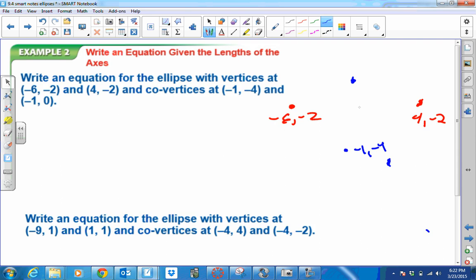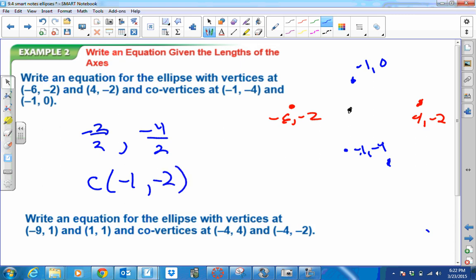Now, where is the center of this ellipse? Where is this center point right here? I could find it using the midpoint formula for either axis because it's going to be halfway in between. So if we did that with the minor axis, this is -1, 0. My x-coordinate, -1 plus -1, is -2 over 2. My y-coordinate, 0 plus -4, is -4 over 2. Or simplified, my center is at -1, -2.